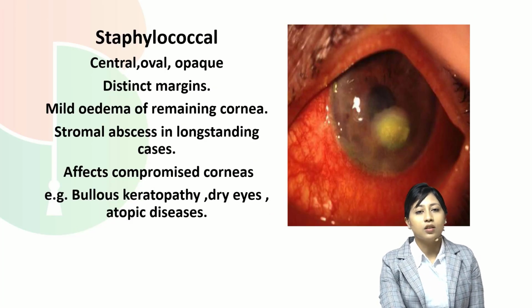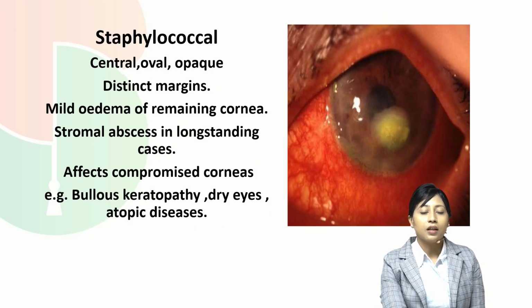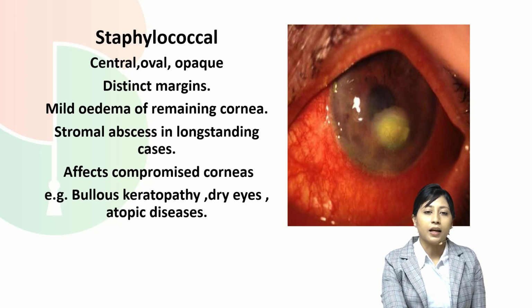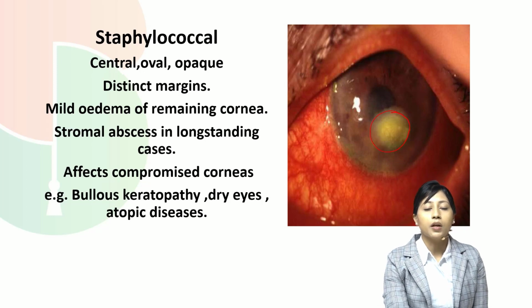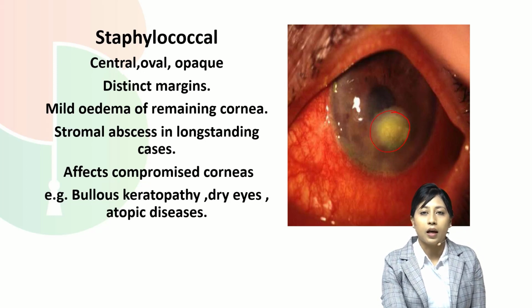Moving on to the third option, staphylococcal. Staphylococcus is very common in our normal flora. There are two types most commonly residing in our normal flora, Staphylococcus epidermidis and Staphylococcus aureus. And how does it present? It presents as a central oval opacity with distinct margins, as we can see in this picture, and it can be associated with mild edema or abscesses.